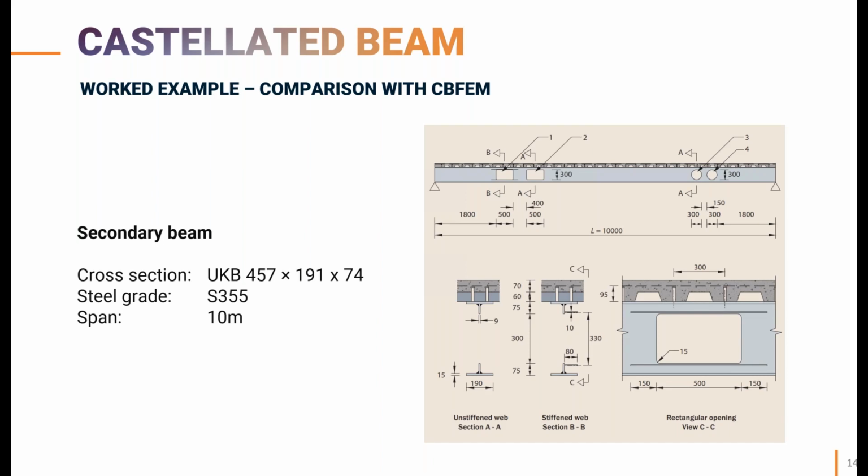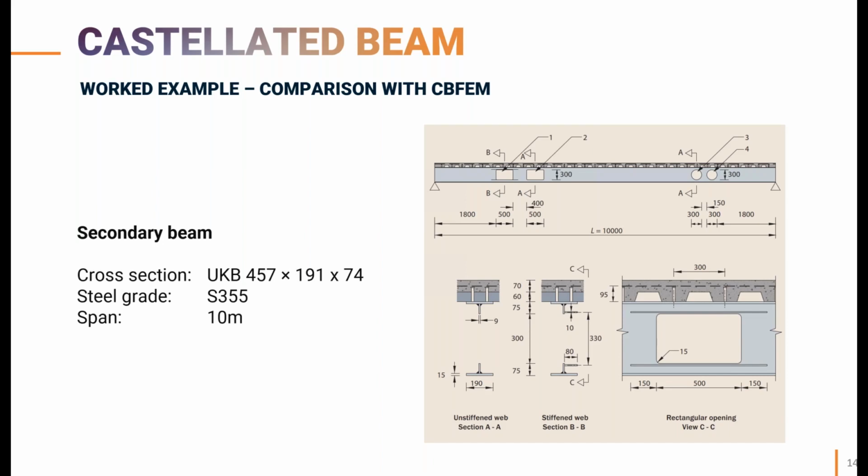It is subject to imposed uniform load. It has two circular openings on one side of the midspan and two rectangular openings on the other side. One of the rectangular openings is stiffened, and in the worked example, the adequacy of both the final and the construction stage is verified. Due to time constraints, in this webinar, we will look and compare the results for the construction stage. The chosen beam is a UKB 457, weighing 74 kilograms per meter.